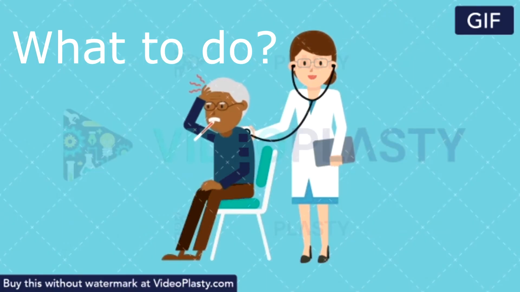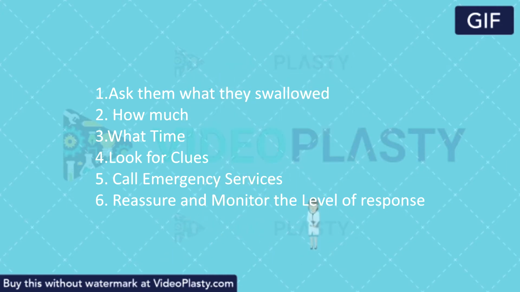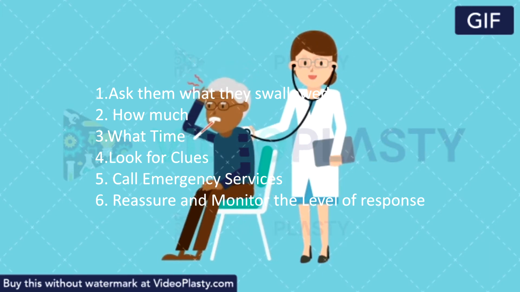So what you need to do if you're helping a person suffering from poison? First, ask them what they swallowed, how much, and what time, and look for clues. Call for emergency services, and lastly, reassure the casualty and monitor the level of response.